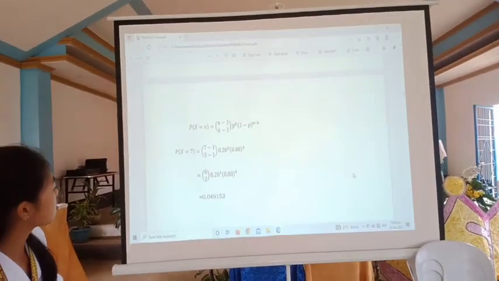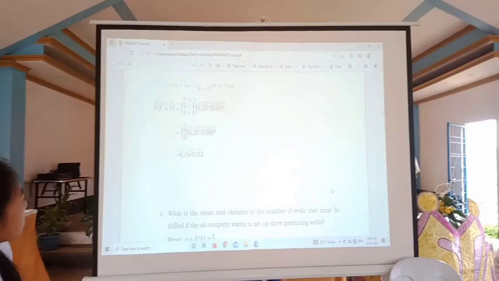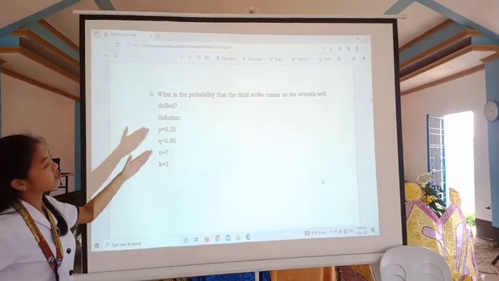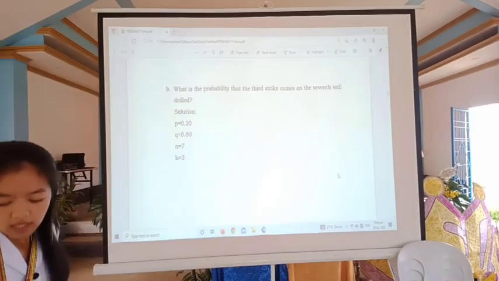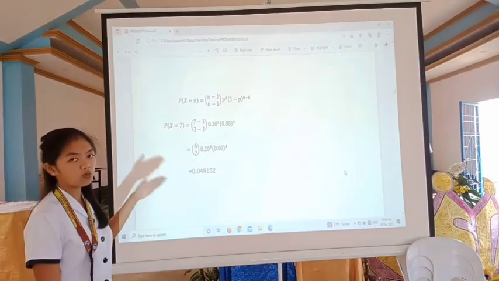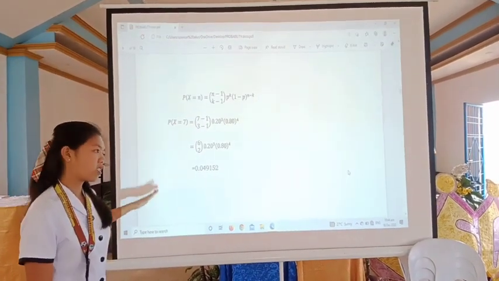Therefore, the probability that the third strike comes on the 7th well drilled is equal to 0.049152. Okay, let's proceed to C.